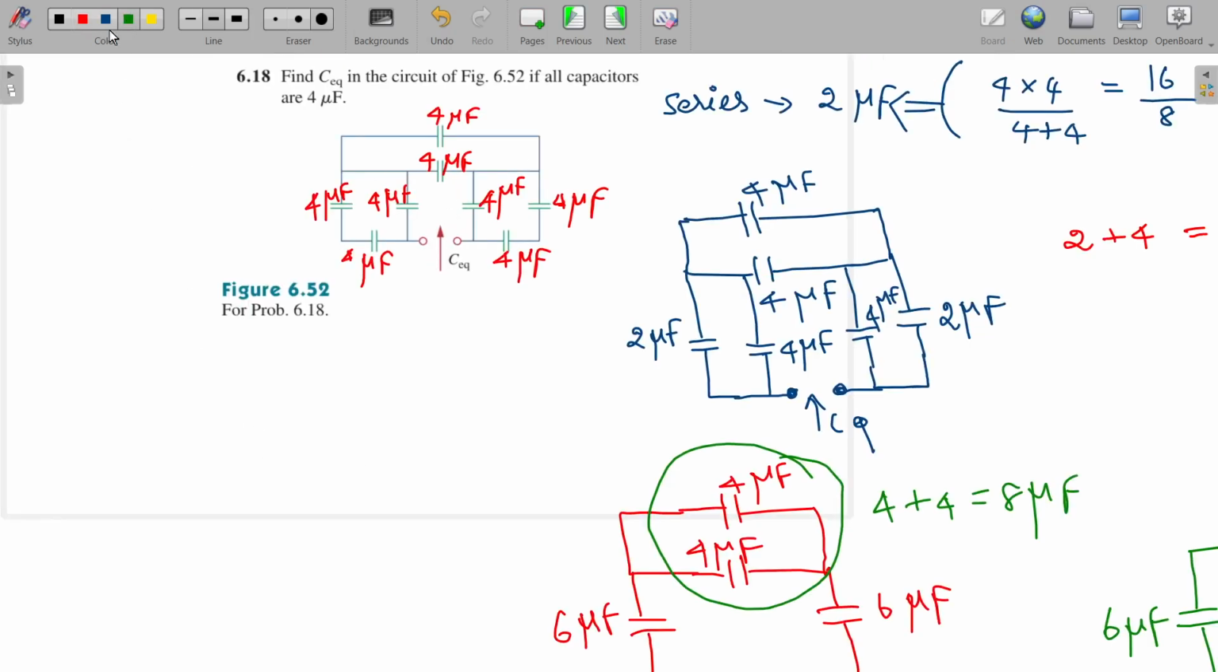The answer is, the C equivalent is equal to 2.181 microfarad. This is the answer. Okay, thank you. Hope you have understood.